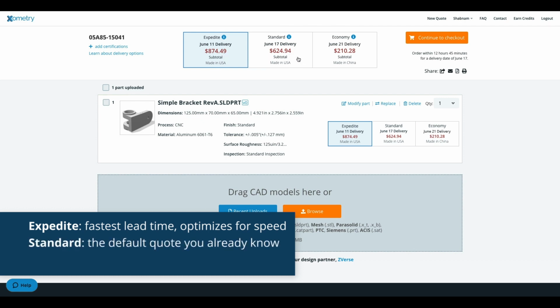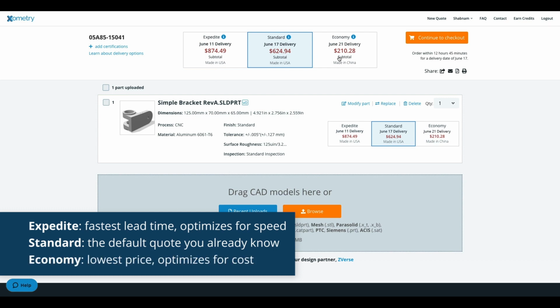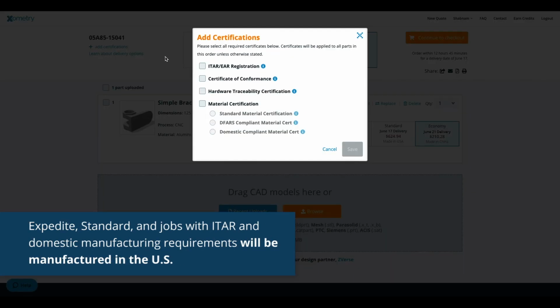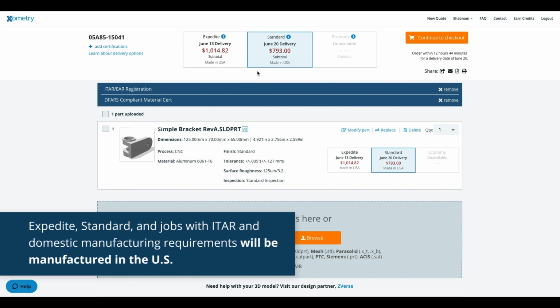Standard is the default quote with the same pricing and lead times that you love from Xometry. Economy gives you our lowest possible price. This option is ideal for jobs that are not time-sensitive. With Economy, your parts may be made in China and may take longer to arrive, but they will be more cost-effective. Expedite, Standard, and jobs with ITAR and domestic manufacturing requirements will be manufactured in the US.